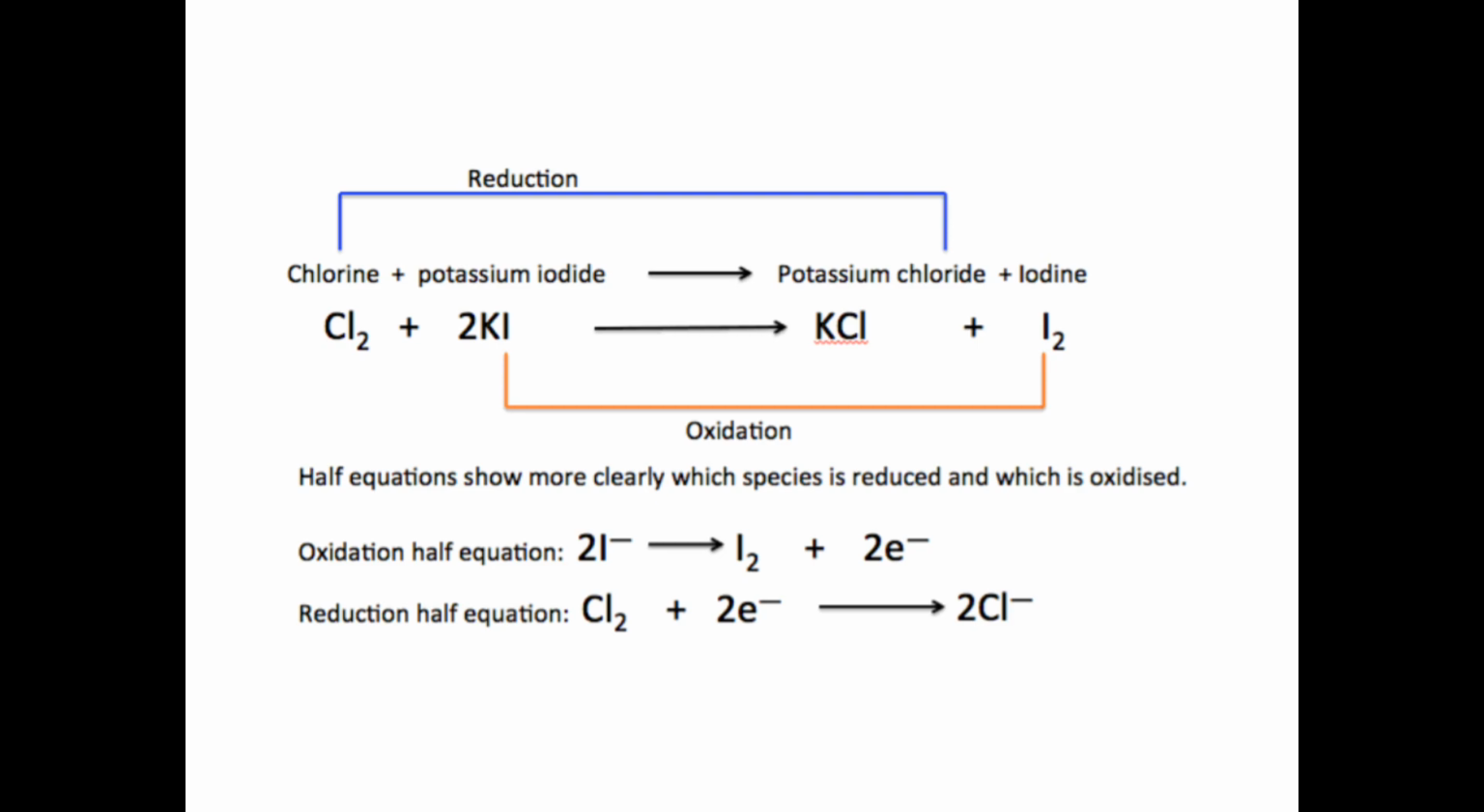Oxidation is loss of electrons, while reduction is gain of electrons. For instance, chlorine is moving from 0 to -1. That's reduction, gain of electrons. While iodine is moving from -1 to 0. That is loss of electrons. That's oxidation. And this is the oxidation half equation, -1 to 0 by losing 2 electrons. And then the reduction half equation, from 0 to -2 here by gaining 2 electrons. So that is the redox equation of that reaction.